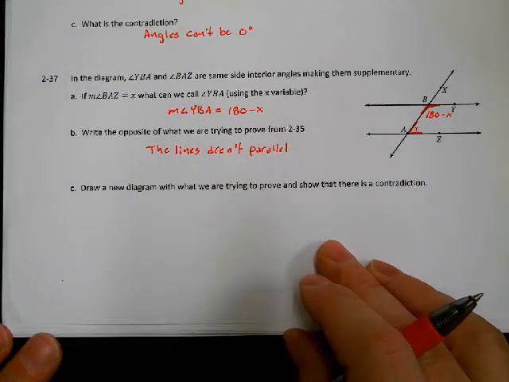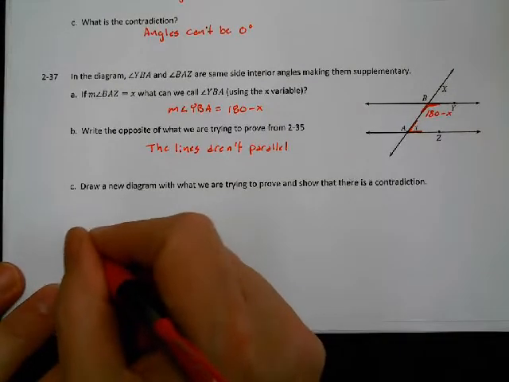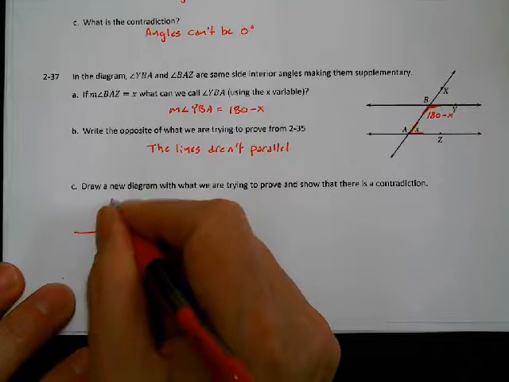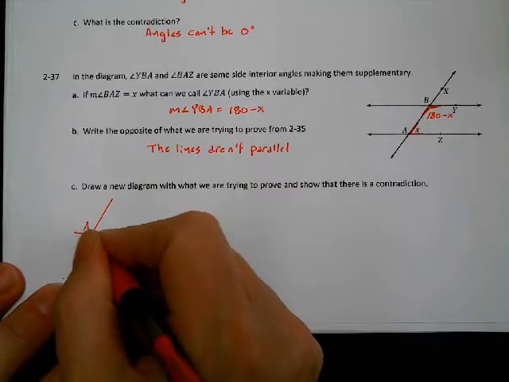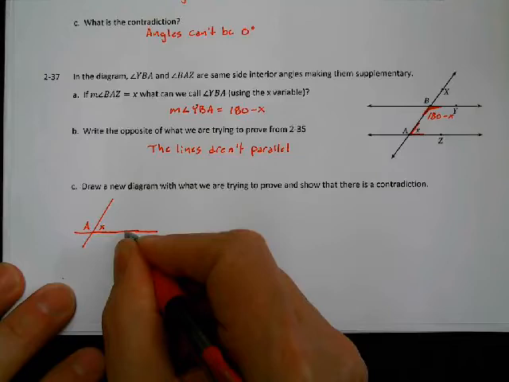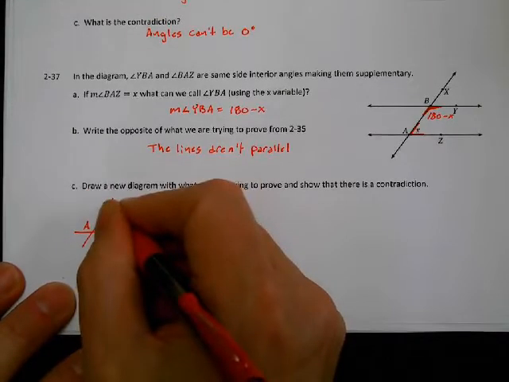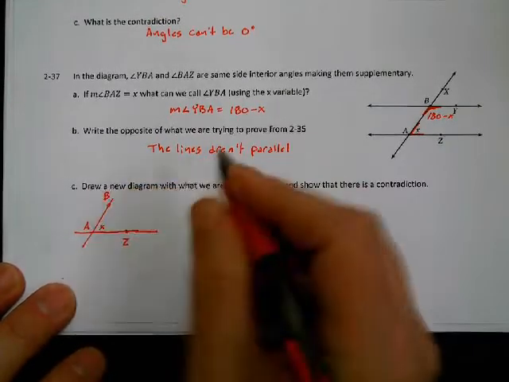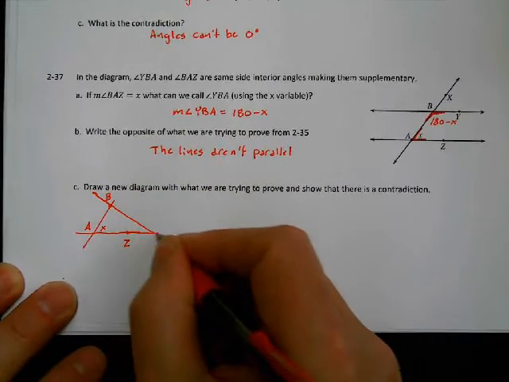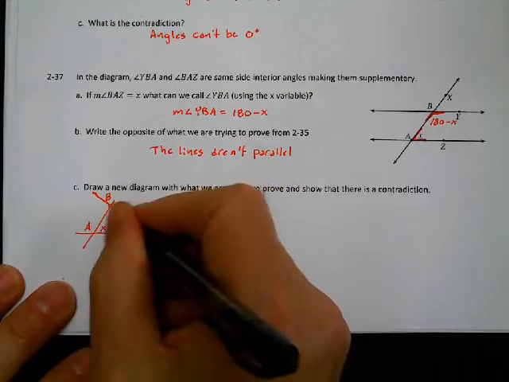So the new diagram would look like our last one, where we've got, here's A right here, so this is the X. We said Z was right there-ish. B would be right up here. But now instead of proving that they're parallel, we're trying to prove they're not parallel. And so this angle up here is the one that we just called 180 minus X.